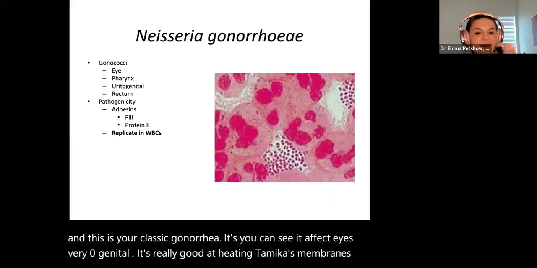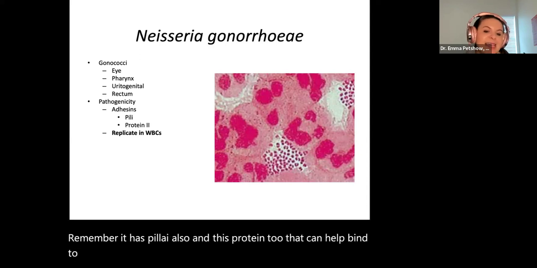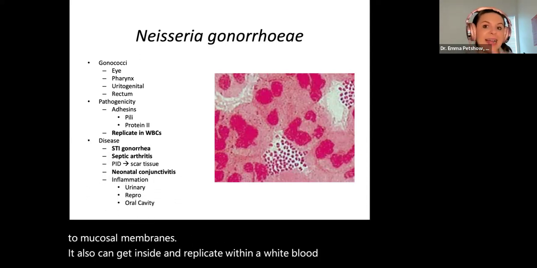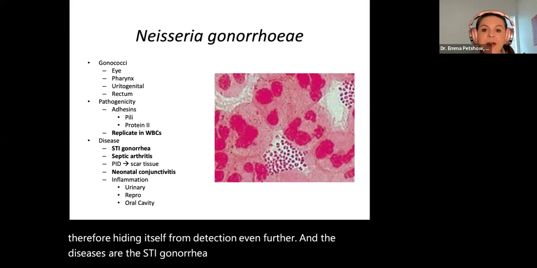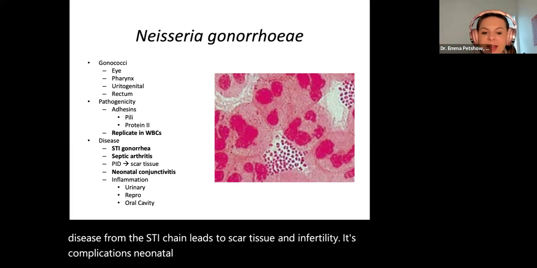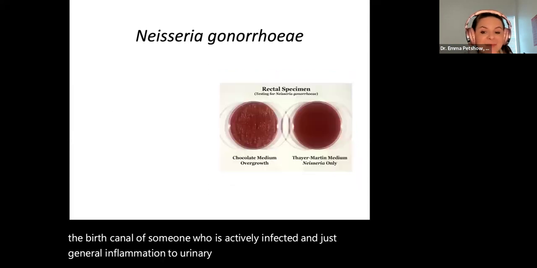Remember, it has pili also, and this protein too that can help bind to mucosal membranes. It also can get inside and replicate within a white blood cell, therefore hiding itself from detection even further. And the diseases are the STI, gonorrhea, septic arthritis, and pelvic inflammatory disease from the STI, which can lead to scar tissue and infertility, its complications. Neonatal conjunctivitis, especially passing through the birth canal of someone who was actively infected, and just general inflammation to urinary, repro, and oral cavities.